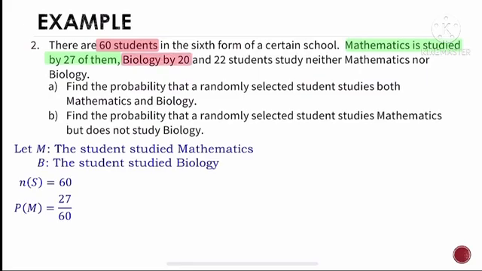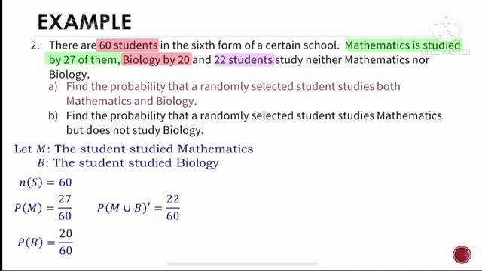Biology by 20, that means 20 students studied biology. So, the probability is 20 divided by 60. 22 students study neither mathematics nor biology. This means that they did not study either mathematics or biology. So, it is P((M ∪ B)'), and the probability equals 22 over 60.